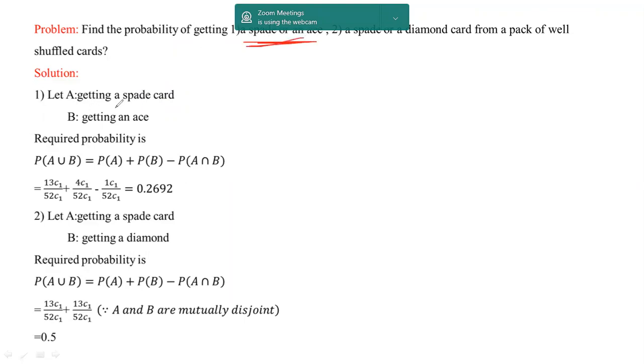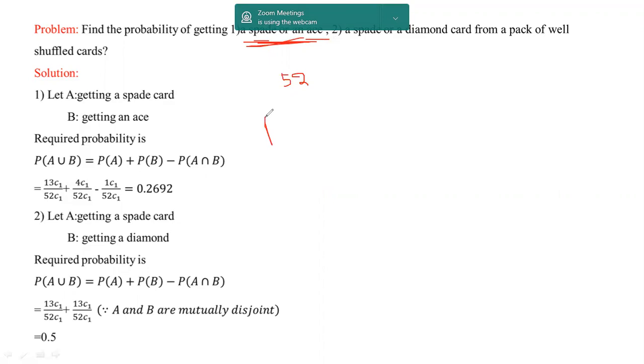So spade or ace. We know that out of 52 cards we have 4 symbols: spade, club, heart, and diamond. Each symbol again consists of 13 cards. So total 13 into 4 suits, 52 cards. Out of 52 cards, what is the probability of getting a spade or ace?